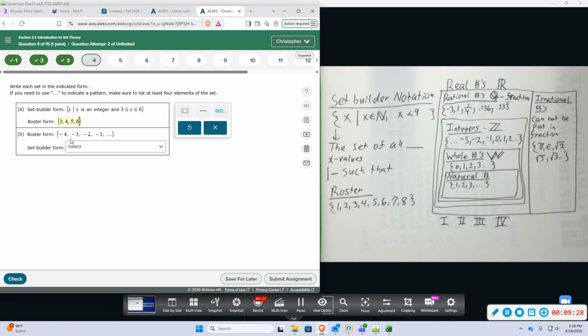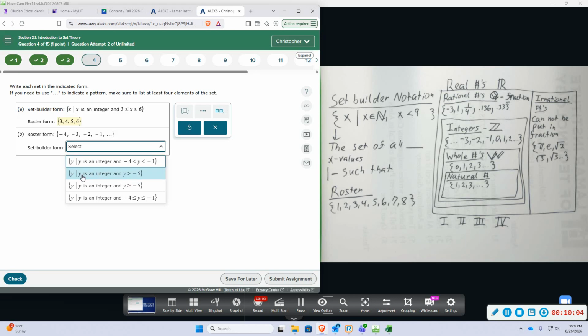All right, then part B has the numbers already in roster form, and it wants us to put it in set builder notation. So we're going to pick which one of these matches this set. The first one: the set of all y values such that y is an integer and -4 is less than y and y is less than 1. Now that looks close to correct, but because the inequality symbols do not have an equal to, that little underline, this set would not include -4 and 1, so it would only be -3 through 0.